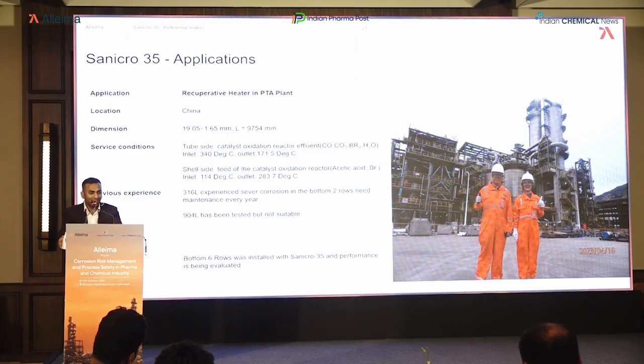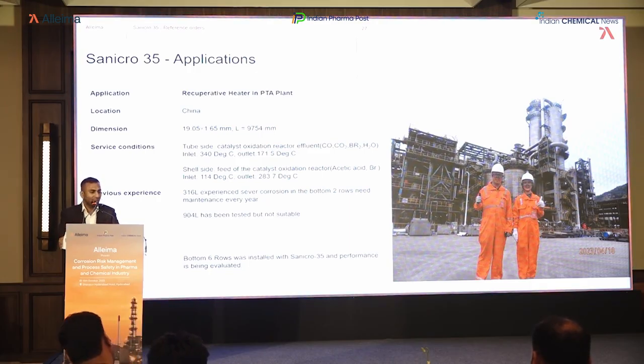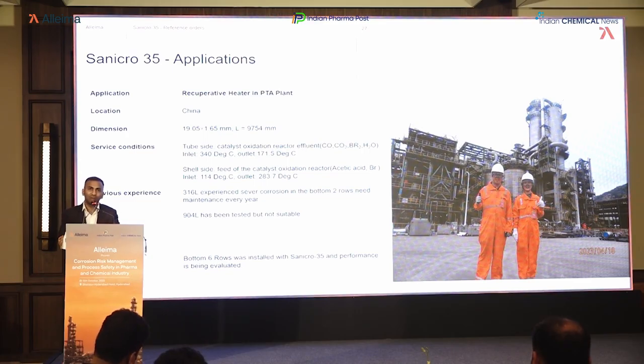And then this is a recuperative heater in a PTA plant, again in China. Here the tube side is the catalyst oxidation reactor effluent, and on the shell side it is the feed of the catalyst oxidation reactor. So it is like a feed effluent exchanger. 316L experienced severe corrosion in the bottom 2 rows. They were planning to go with 904L. They tested the coupon, but it still didn't work. The bottom 6 rows were replaced with Sanicro 35, and we are awaiting the results. But it's running well, so no outages.